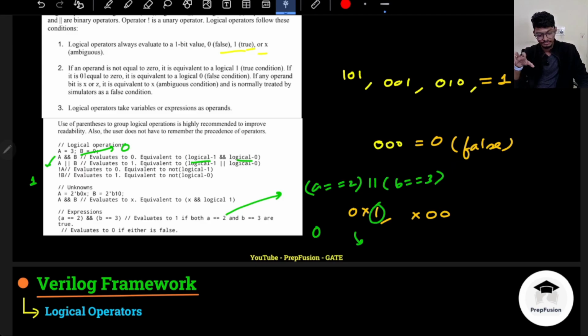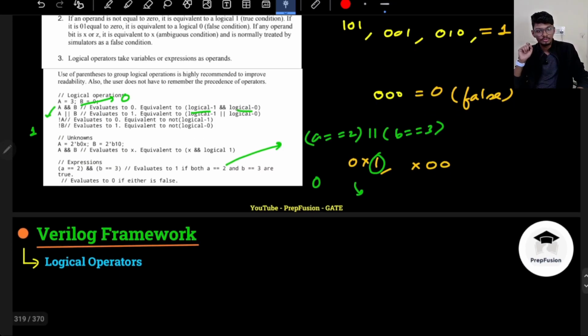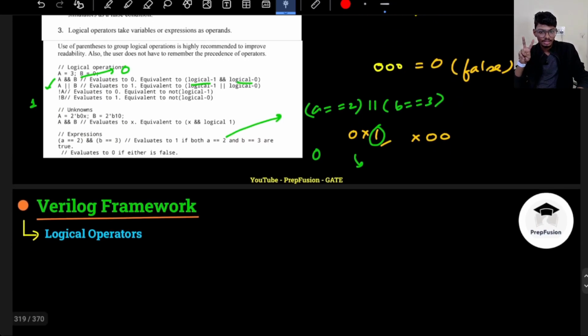Same for b equal to 3. If both are 0, then only the output will be 0. So it depends on your use case, what you want to perform. If you want to satisfy all the conditions, then you will use AND. If you want to satisfy just any one of the conditions, then you will use logical OR. Okay, so I hope you have understood that difference between AND and OR.